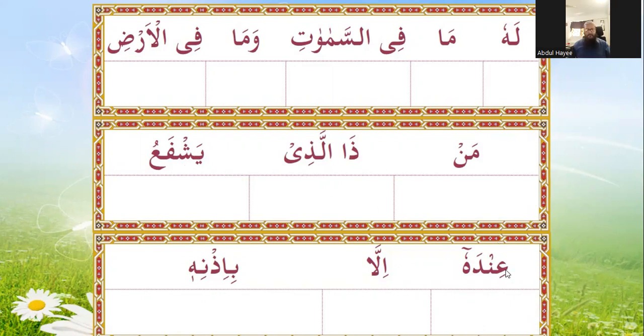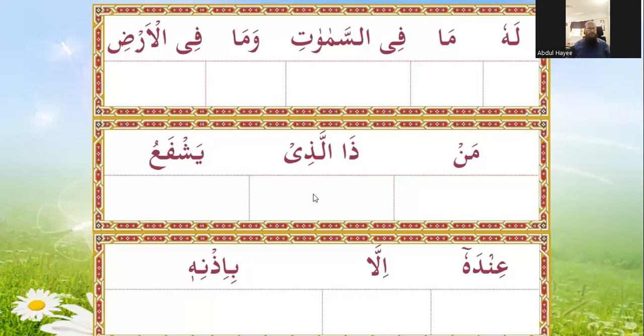Okay? Let's have Indahu. Break it. It is from the table of Inda: indahu, indaka, indi, indakum, indana. Same. Hu means him. Inda means with or near. Illa, we have studied in Azan. Illa means except. Bi'iznihi, break this word into 3 parts: bi, izn, and hi. We know the meaning of bi, we know the meaning of hi, he or who. Izn is a new word.